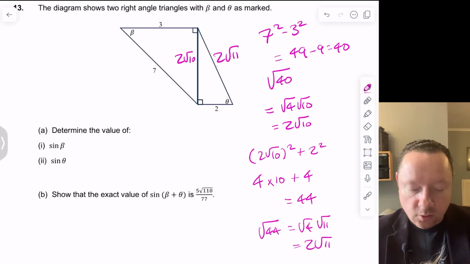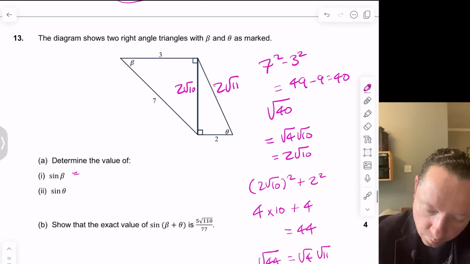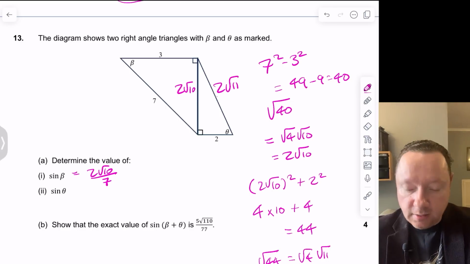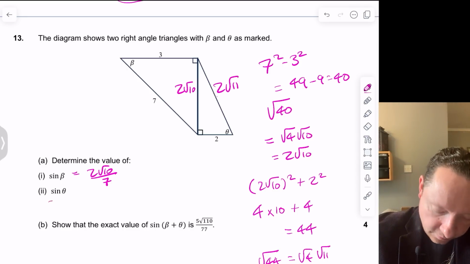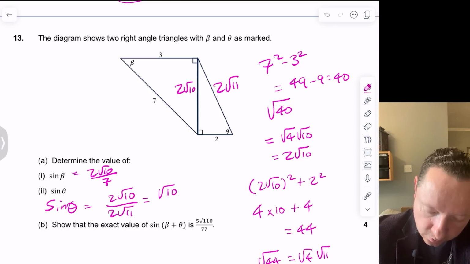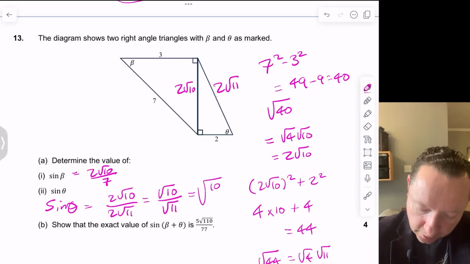And now we can actually work out sine beta and sine theta. Sine beta is opposite over hypotenuse, 2 root 10 over 7. Now, if you hadn't simplified in advance, you would have got root 40 over 7 and had to simplify now. And then sine theta for part 2 is 2 root 10 opposite over 2 root 11. So the 2's cancel to give you root 10 over root 11. Or, if you prefer, 1 square root with 10 and 11 in it.